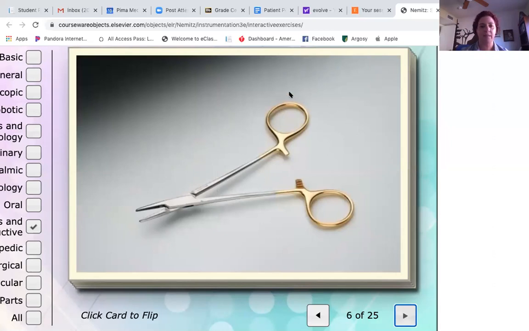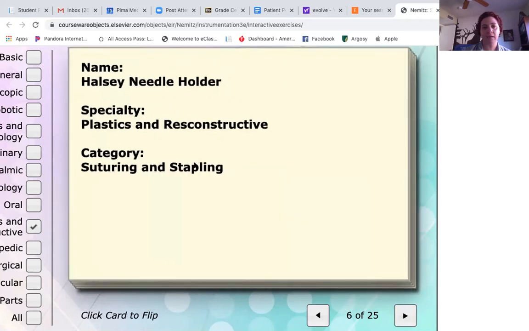What type of instrument is this? We've seen other guys that kind of look like this. Is it a needle holder? Yeah, it's a needle holder. For suturing, this is a little guy. He's called the Halsey needle holder. And the Halsey needle holder is about 5 inches in length.